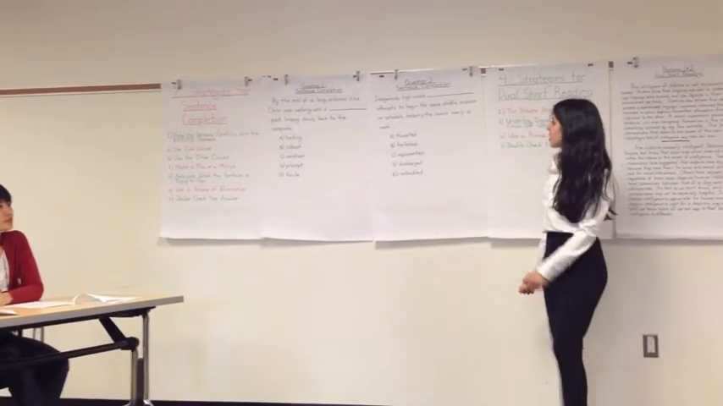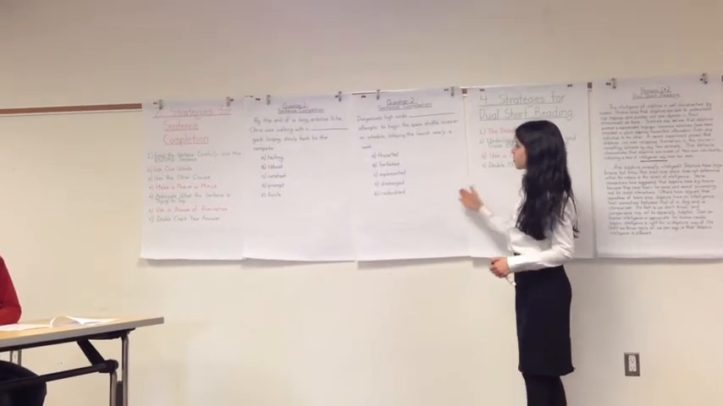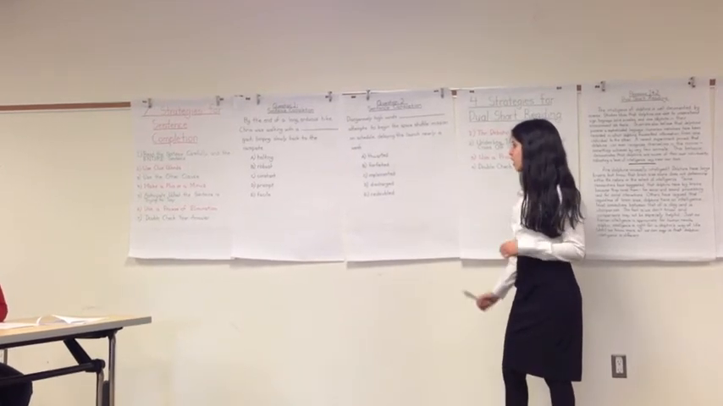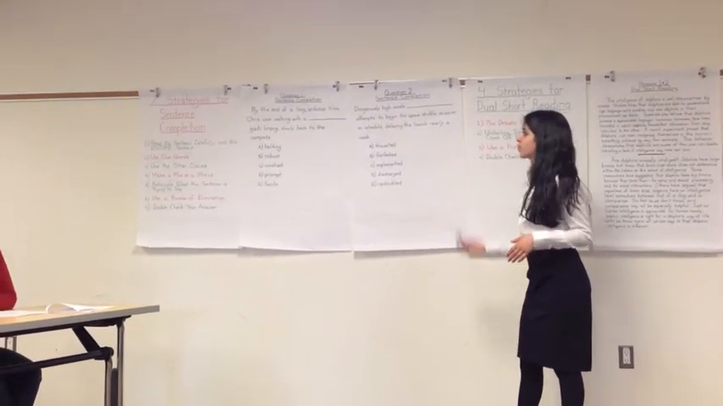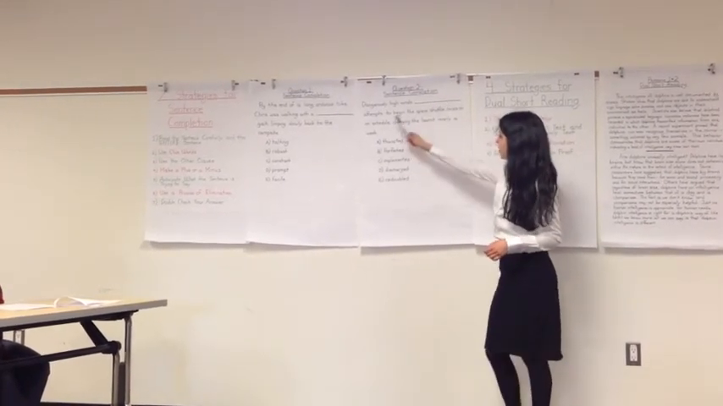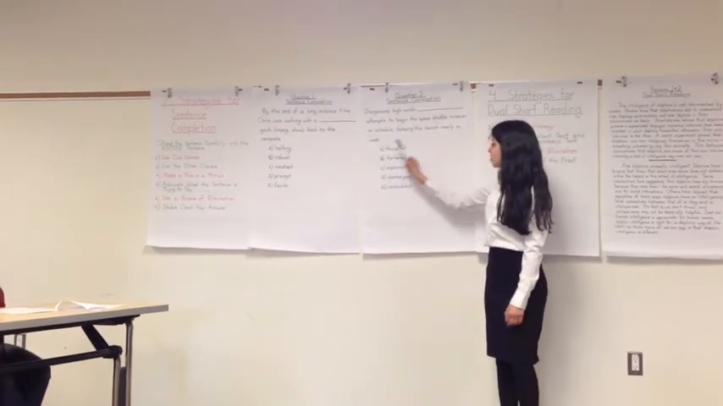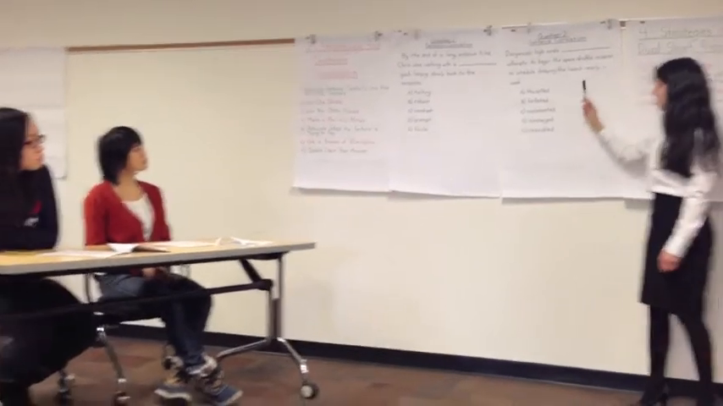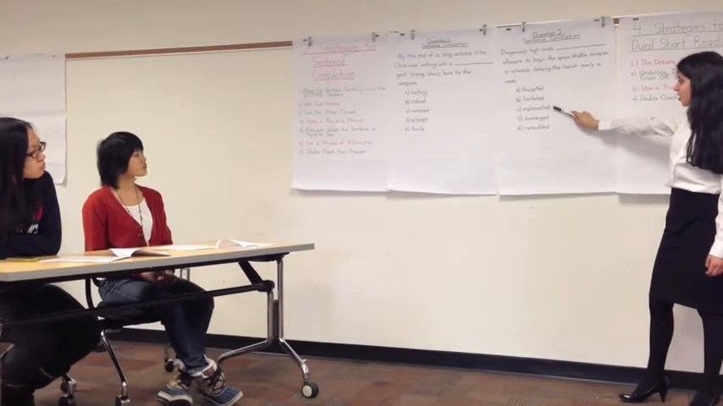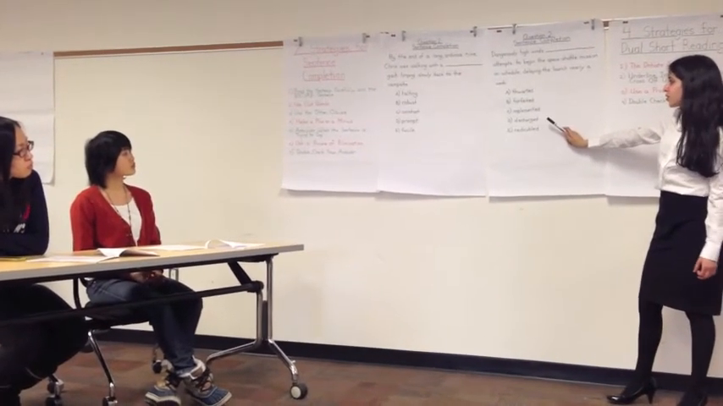So as I was saying, for question 2, sentence completion, I'm going to show you the best strategy for this one. Like I said, not every strategy works every time, so you have to find the one that's best for you and best for the question. So for this question, dangerously high winds blank attempts to begin the space shuttle mission on schedule, delaying the launch nearly a week. So the answers are A, thwarted, B, forfeited, C, implemented, D, discharged, or E, redoubled.